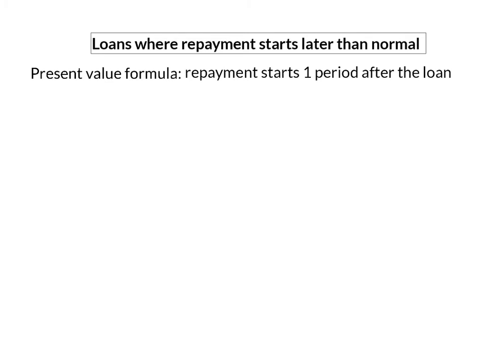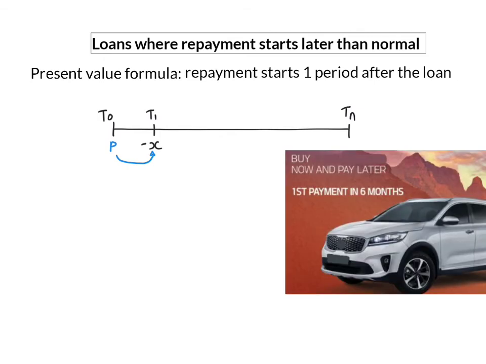A second deviation on the formulas is when the repayment on a loan starts later than normal. This is also called a payment holiday. The present value formula is based on the fact that repayment starts 1 period after the loan has been granted. So on our timeline, the present value will be determined at T0 if the first payment is made 1 period after that at T1. But it can happen that you start repaying your loan at a later stage.